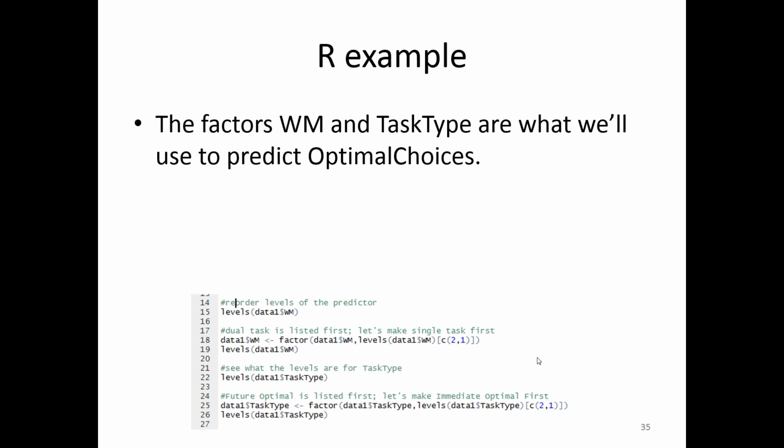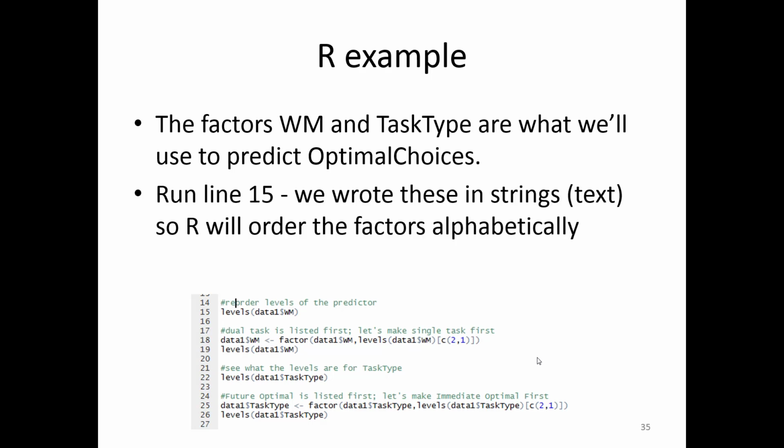So the factors working memory and task type are what we'll use to predict optimal choices. So run line 15. We wrote these in strings, or the data are in strings or text format. So like, it says future optimal written out rather than saying 1 for one condition, 2 for the other, or something like that. So they're called string variables rather than numeric variables. Okay, so since they are, R is going to order the factors alphabetically. So this gives us the levels, and so we see that it's calling dual task before single task.